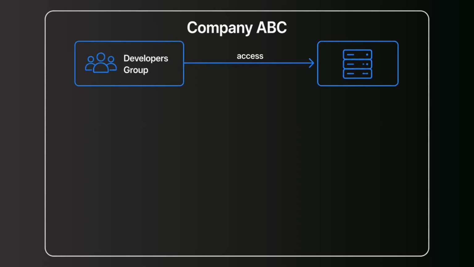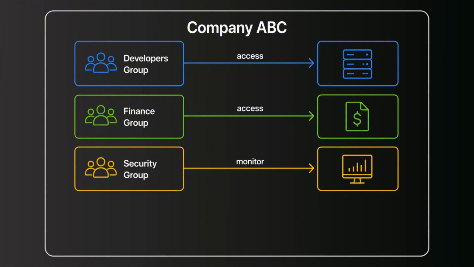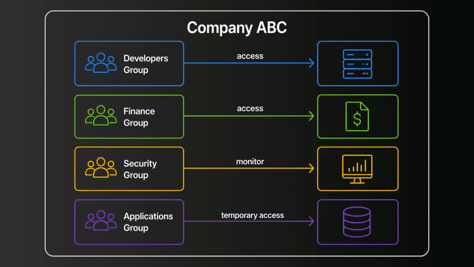Imagine a company with different teams. Developers may need access to servers. Finance teams may only need billing access. Security teams may monitor logs. Applications themselves may need temporary access to storage or databases. IAM allows all of this to happen securely without giving unnecessary permissions to everyone.